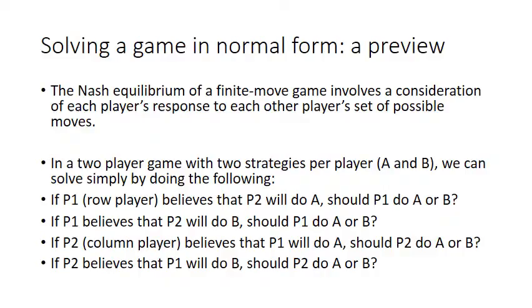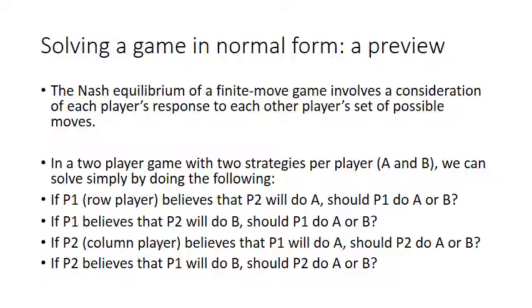So I want to preview how we would go about solving a game like Battle of the Networks, how we would solve a game using its normal form. So we know that the Nash equilibrium of a finite move game involves a consideration of each player's response to each other player's set of possible moves. Okay, so given some belief on what the other player will do, the player who's evaluating should know their best response to that belief on the other player's actions.